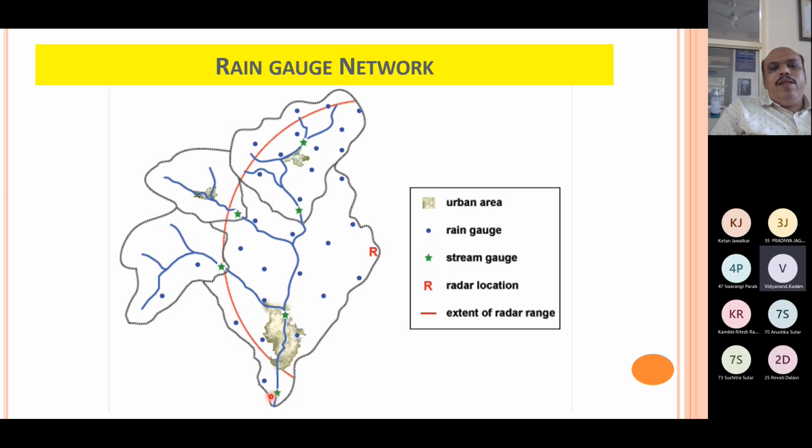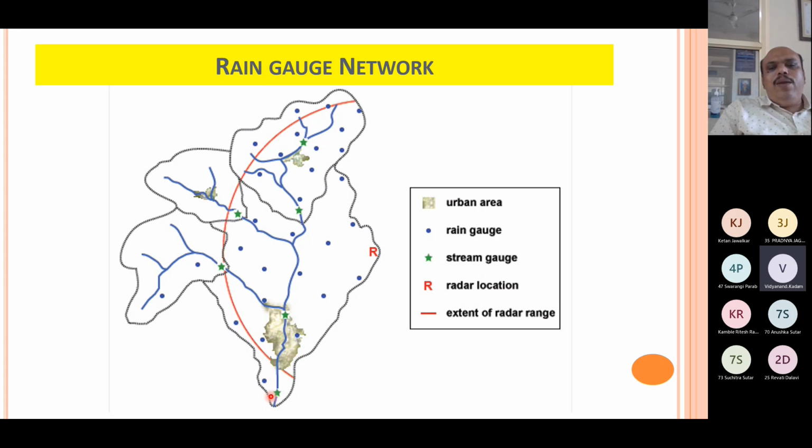So this is one area. This may be one map of a tehsil or maybe a map of a district. Here the urban area is also shown. You see the index to the right. In the urban area, we can see there are three places which show urban area. Then the blue dots indicate the rain gauge stations.